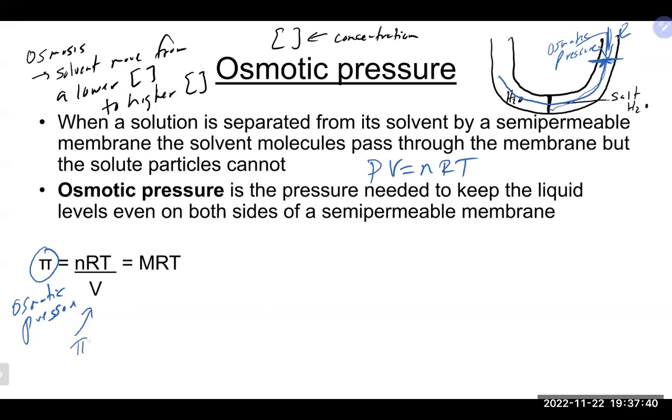Our pressure does need to be in atmospheres. Our temperature needs to be in Kelvin. Our volume needs to be in liters. And it is the same gas constant that we use with the ideal gas law. So really, it's just the ideal gas law.